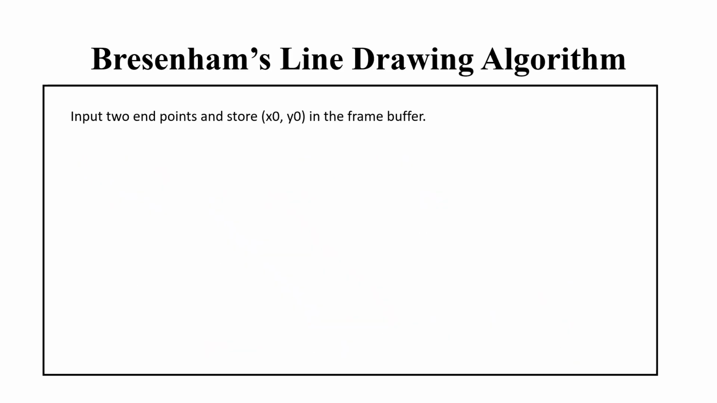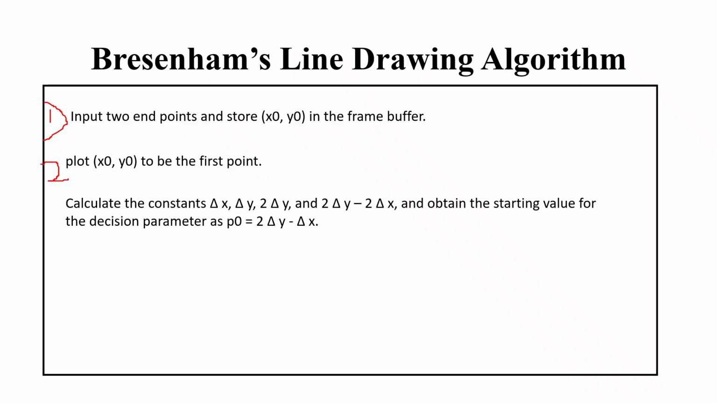So the first step in the algorithm is we have to input two endpoints. That is, with the help of two endpoints only, we can draw a line. So we will have two endpoints. The second step is to plot the first point. The third step is to calculate the different values, that is del x, del y, 2 del y, 2 del y minus 2 del x, which are all required as per the formula. So these calculations are done in the third step.